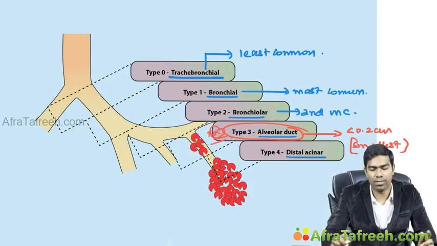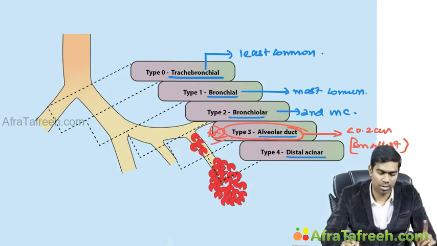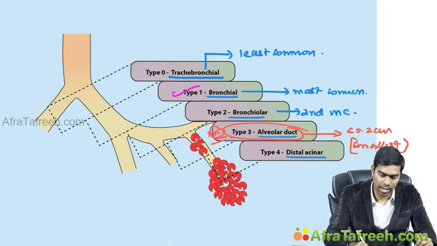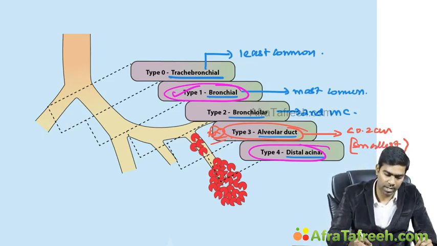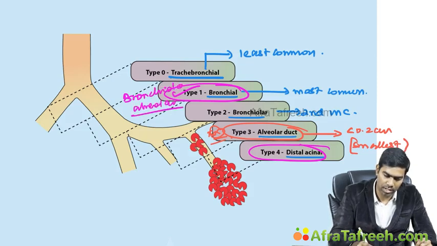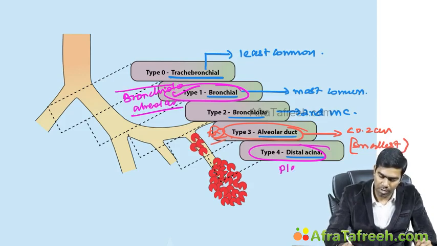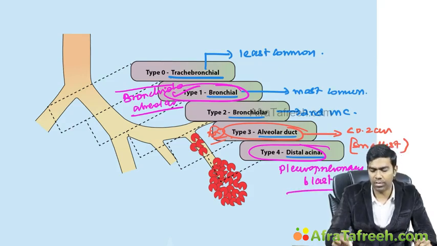And the next important thing: which are the two types that are going to be associated with malignant transformation? Only two. That is type 1. Type 1 will be associated with malignant transformation. Similarly, type 4 can be associated with malignant transformation. So what malignancy? Usually type 1 will have a bronchiolo-alveolar type of malignancy. And in type 4, you might get a pleuropulmonary blastoma. Remember, these are some of the exam questions.